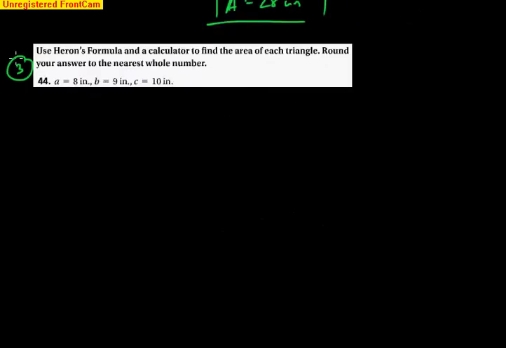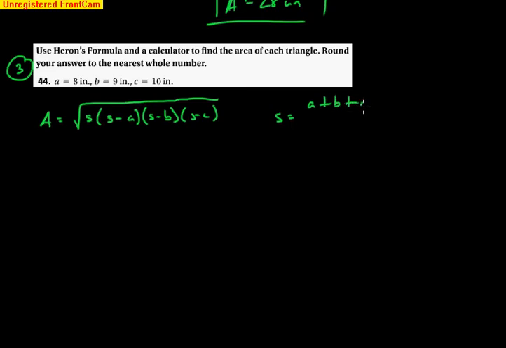Okay, next, area problem. Use Heron's formula to find the area of the triangle. So remember Heron's formula, and we really didn't talk about it much, so I understand. I'm going to give it to you. Area is the square root of S times S minus A, S minus B, S minus C. That's all inside the square root. Where S is equal to what's called the semi-perimeter. It's the 3 sides of the triangle divided by 2.